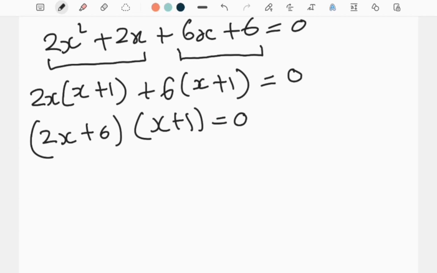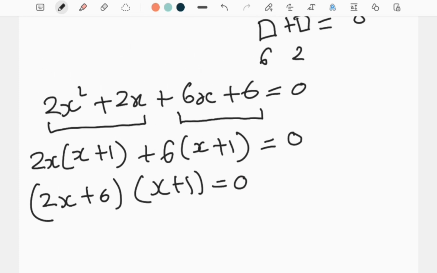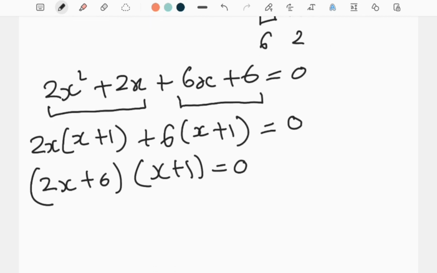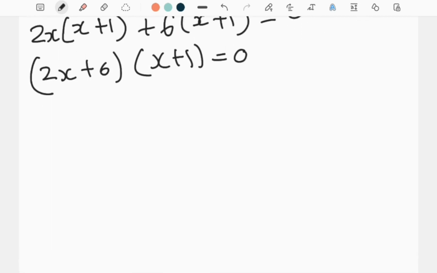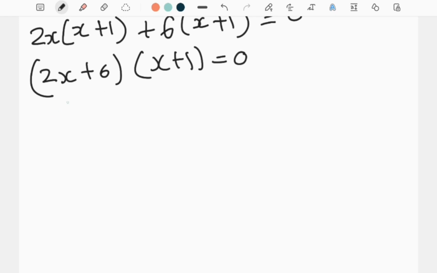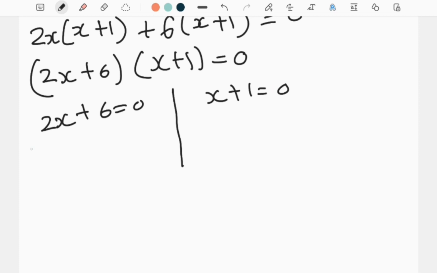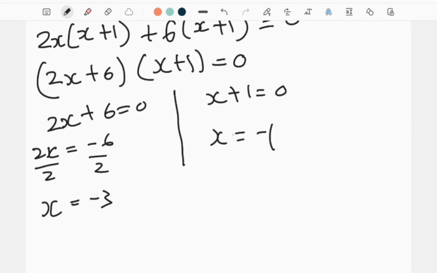Now this is actually the factorized form, but the question says to actually solve it. If we want to solve it, we will have to equate the brackets to 0 separately. So first we start with the first bracket, 2x plus 6 equals 0, and x plus 1 equals 0. So 2x equals minus 6, divided by 2 on both sides, this would be minus 3, and this one obviously would be minus 1.